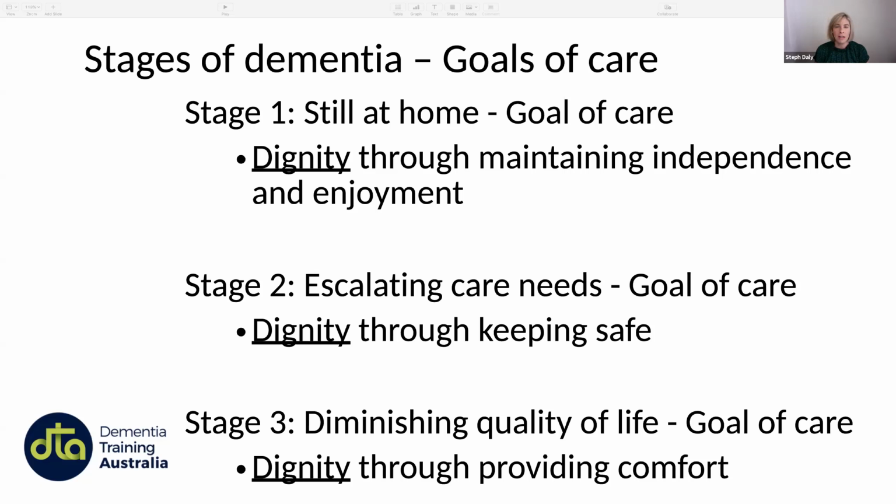Dementia as a disease can be very upsetting for people, and they often fear the loss of dignity that occurs as a result of the disease. So if we can make that a priority when we're managing patients, then we know that we're really putting that person at the centre of their care. So stage 1, maintaining independence and enjoyment.